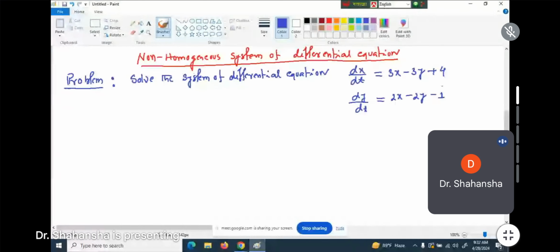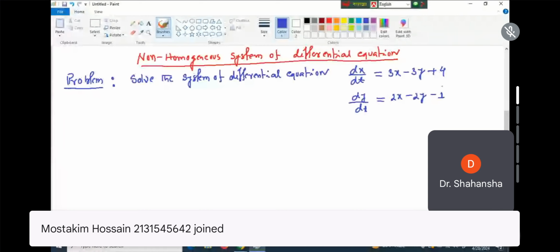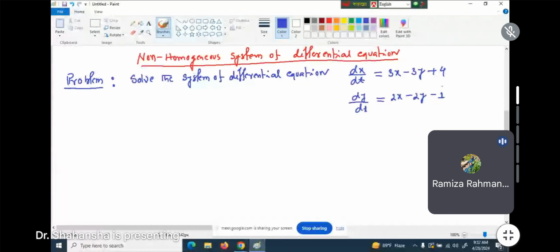What is the dependent variable? How many dependent variables? X and Y. And what is the independent variable? T. Yes, t. So there are three variables x, y, and t. T is the independent variable, x and y are the dependent variables. And what is the d here? D means d by dt, the differential operator. Are you clear?